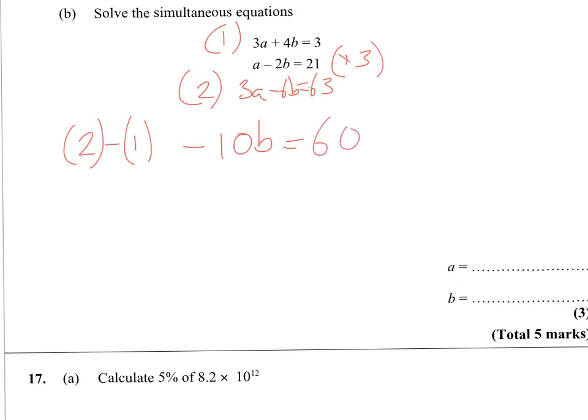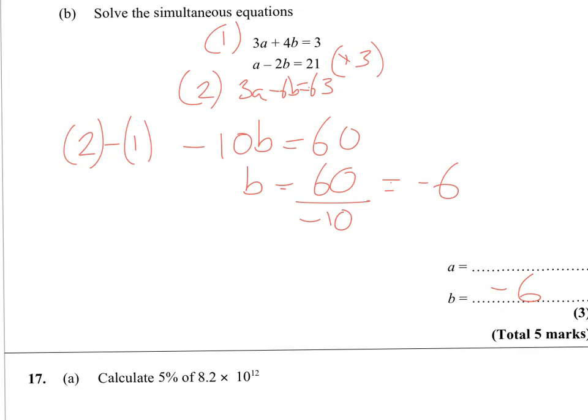So to get b on its own, I get rid of the times minus 10. To get rid of a times minus 10, you divide by minus 10, which is minus 6, negative 6. Okay, so I can write that in my answer straight away.